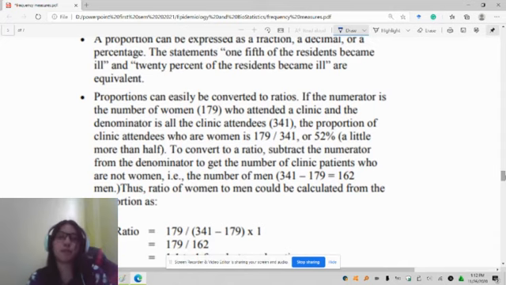Proportion can easily be converted to ratio. So if the numerator is the number of women, it's 179, for example. And the denominator is all the attendees, it is 341. The proportion of the clinic who are women is 179 all over 341, or 52%. So to convert to a ratio, subtract the numerator from the denominator to get the number of clinic patients who are not women.